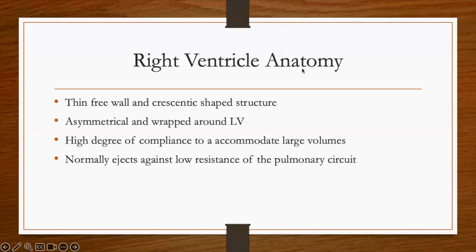Okay. So the right ventricle has a thin free wall. It's crescentic shaped. The geometry is somewhat complex because it wraps around the left ventricle and it's asymmetric. It is normally a high compliance chamber to accommodate large volumes, and again, normally it ejects against low resistance of the pulmonary circuit.